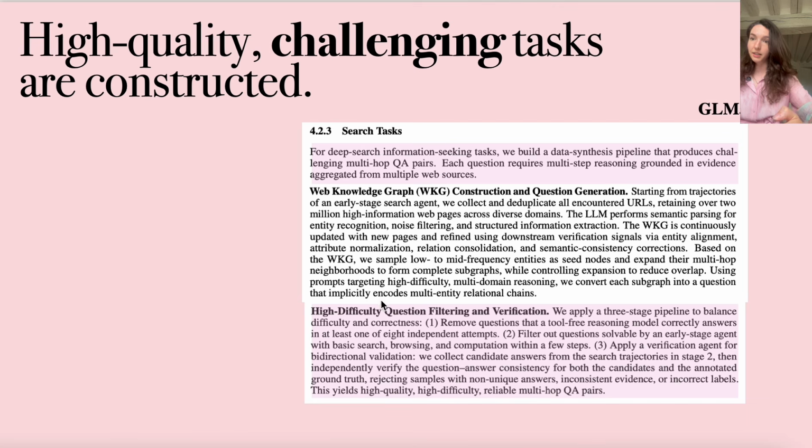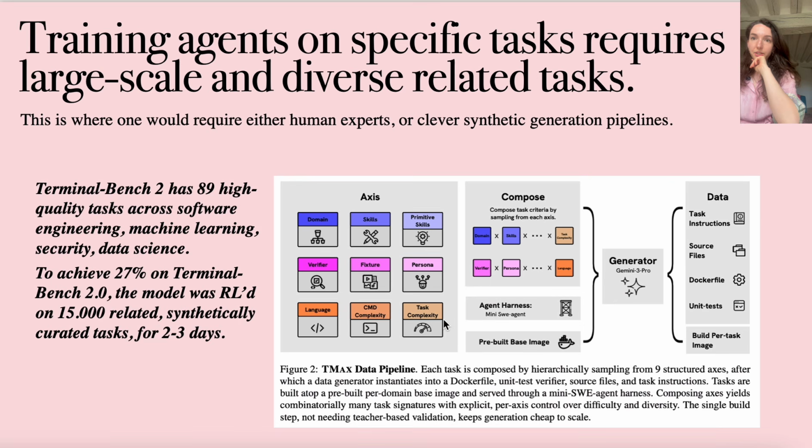And the core thing is also to have the tasks be not just high quality and solvable, but also frankly challenging. And here in their search task, they say, okay, for deep search information seeking tasks, a data synthesis pipeline that produces challenging multi-hop Q&A pairs that require multi-step reasoning and so forth, grounded in multiple web sources. And they also apply difficulty filtering and verification to ensure that we have tasks that make sense and are sufficiently challenging.